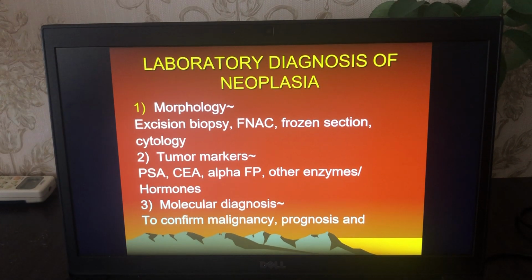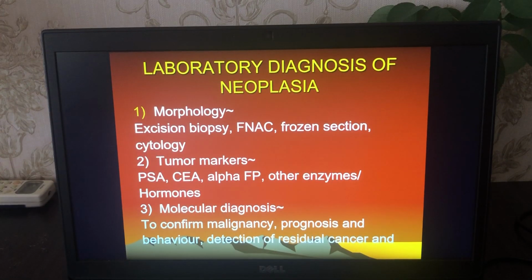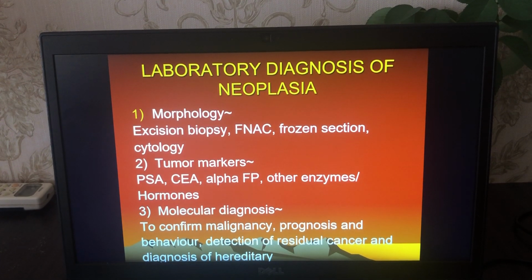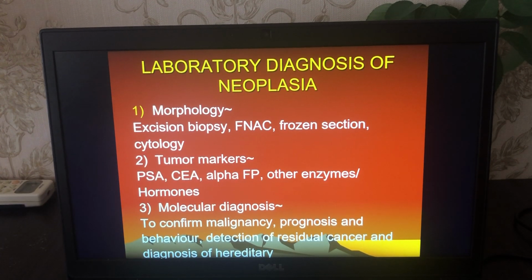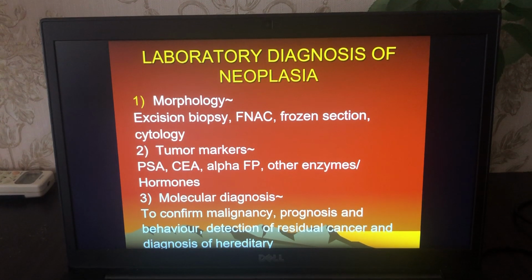Now the third type is molecular diagnosis. This is using DNA and molecular to confirm malignancy, prognosis. Sometimes you detect residual cancer and to find out if it's hereditary. So you need to use this molecular diagnosis if you think that the family members may also be at risk if they have the same gene.